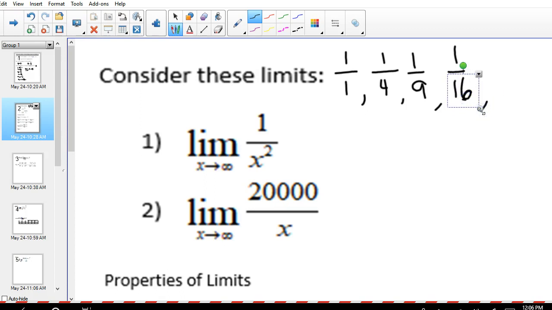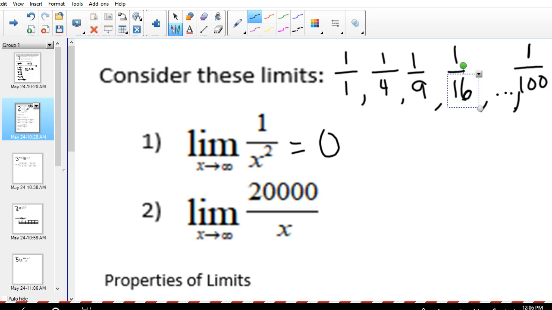If I skip on up and plug in 10, I'll get 1 over 100. What value are those fractions approaching? What do they get closer and closer to? They get closer and closer to 0, just like 1 over x, right? They're going to get to 0 faster.